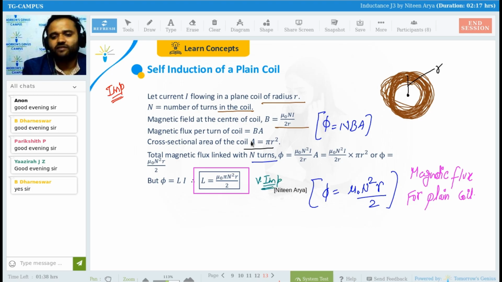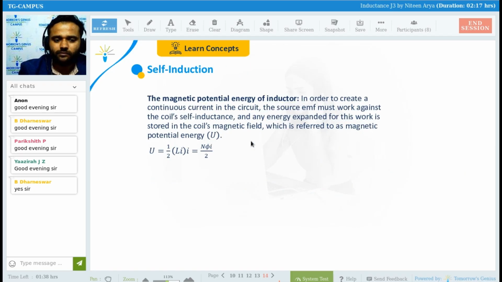Is this clear, everyone? I don't think any particular thing is bothering you in this. Is this clear, everyone? No doubt. Good. Okay, so now self-inductance. This is very, very important. Using this particular single thing, you are going to get so many numericals.